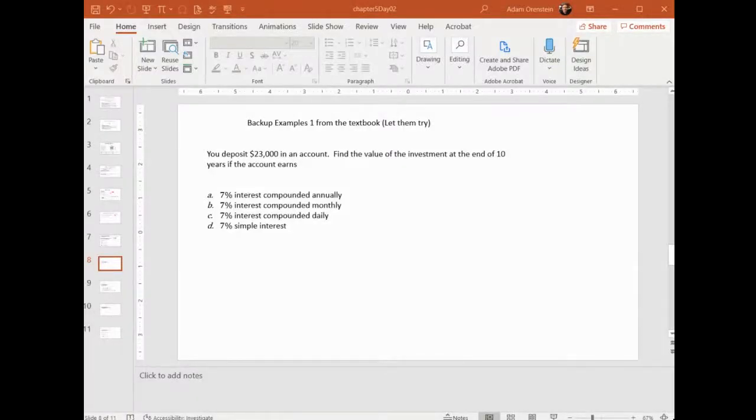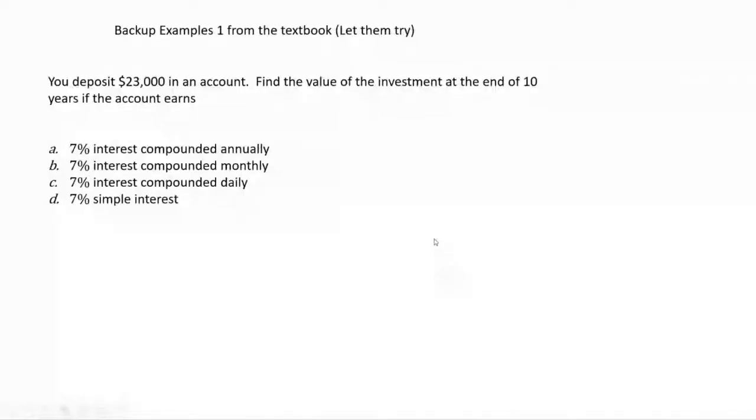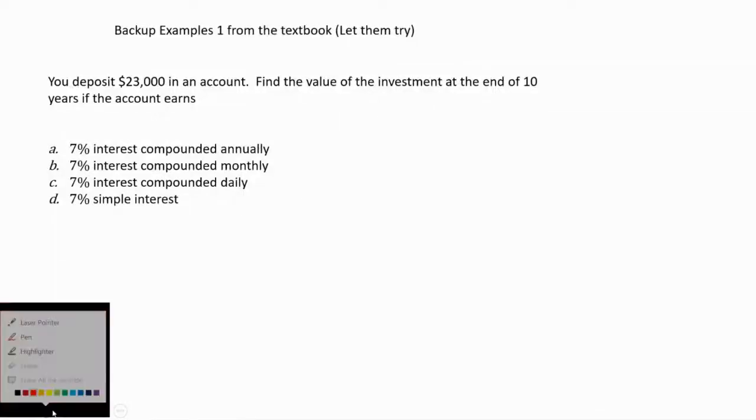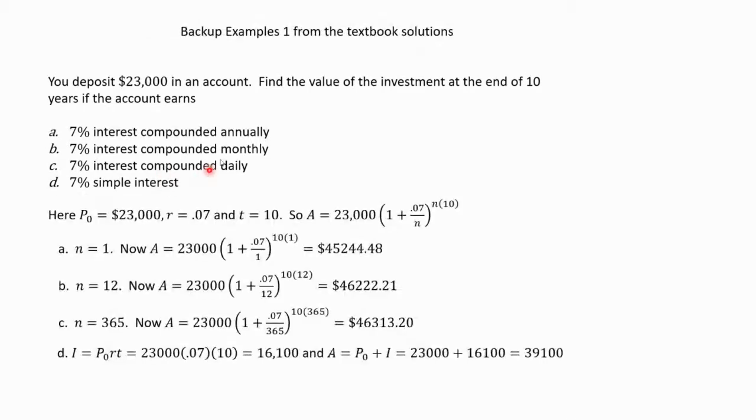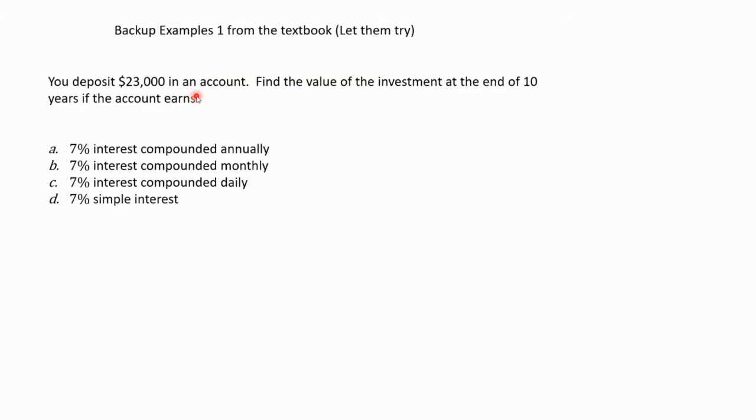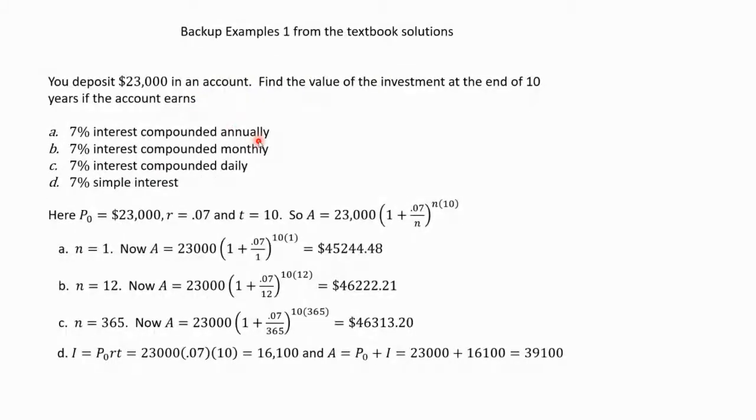Okay, so here, we're just doing another example. We deposit again $23,000 into an account. We want the value of this 10 years later. Well, again, P0 is how much you deposit in the beginning, right? It's your initial amount.